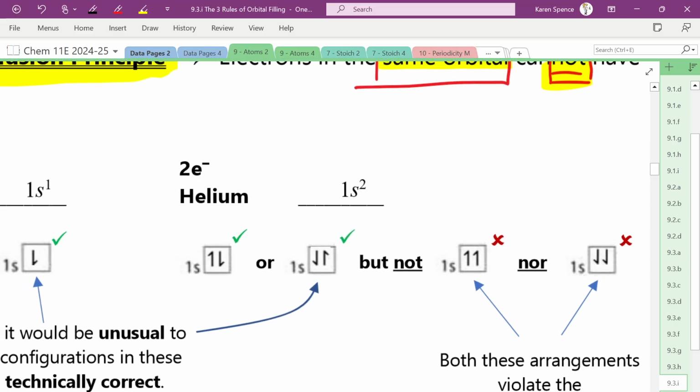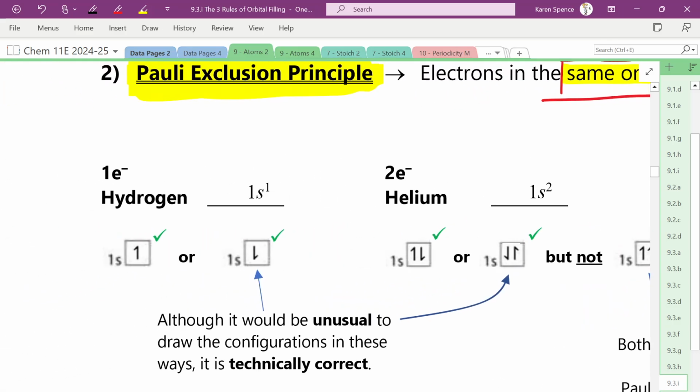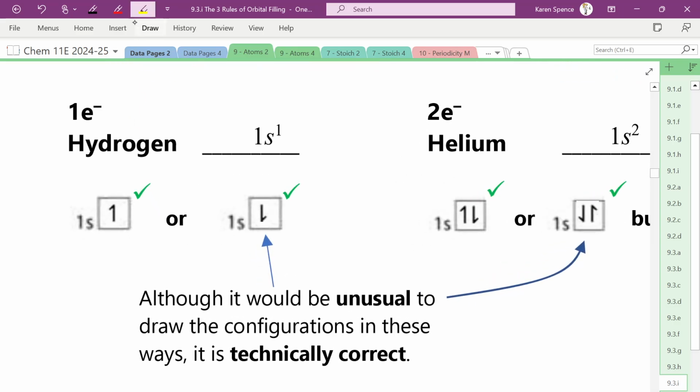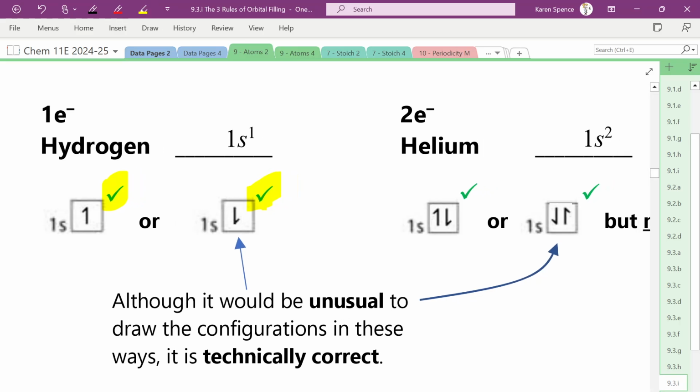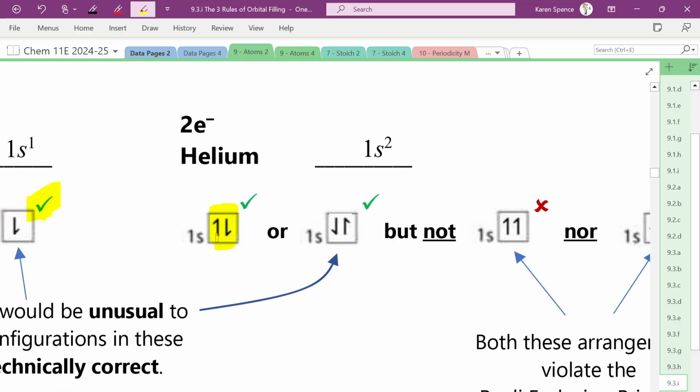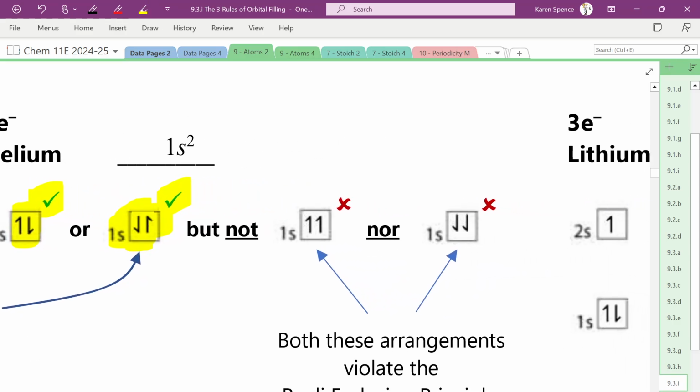Okay, so if we have hydrogen, obviously there's no pairing. You can draw it either up, which is correct, or down, which is correct. It's unusual, but you can draw it down. Normally we do up first. Helium, we could do up, down. That's good. We could do down, up. That's good. But you are not allowed to do up, up, or down, down. Okay?